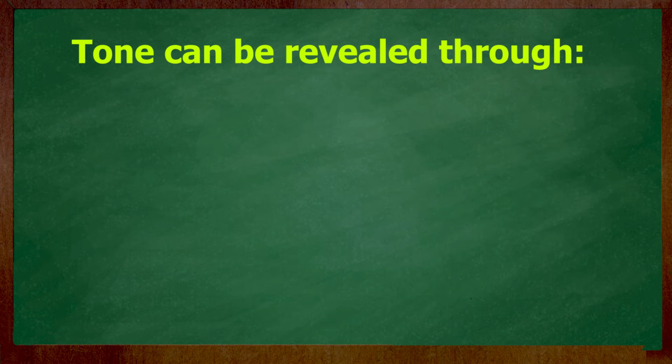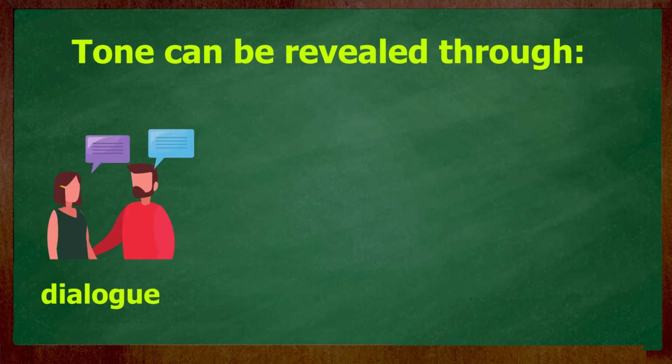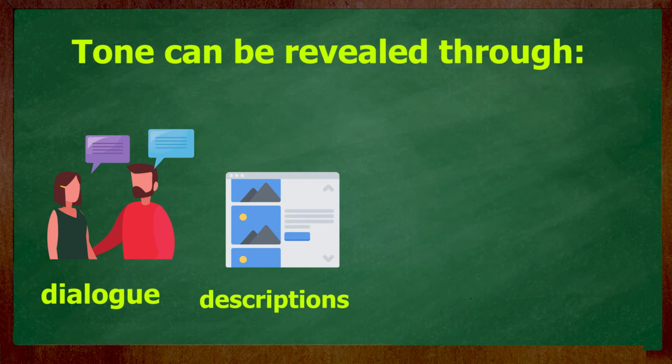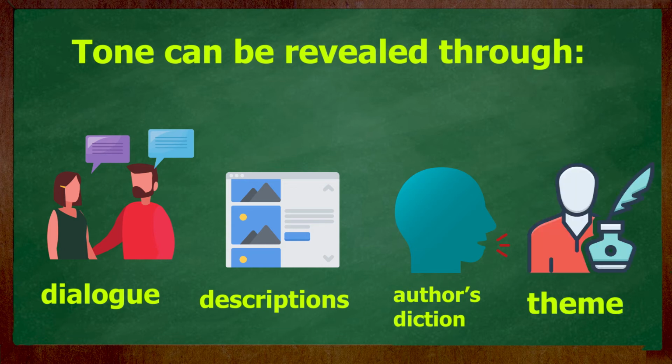Now, there are other ways on how to infer the tone. It can be revealed through dialogue between the characters, descriptions, the way the author describes and shows how he feels, author's diction, or author's choice of words. The author uses specific words to convey specific feeling, and the theme that emerges in the text. The author is trying to teach us something that may convey a different tone.